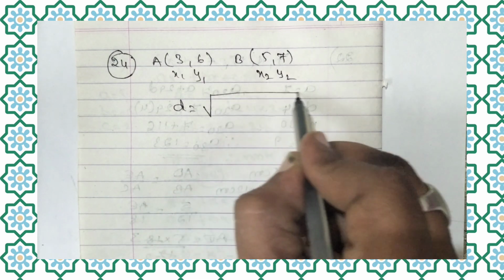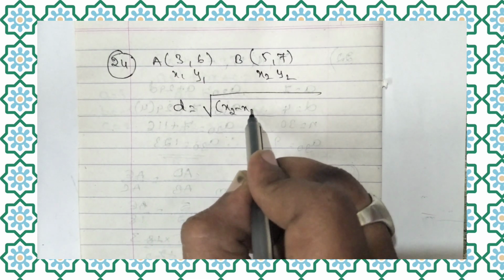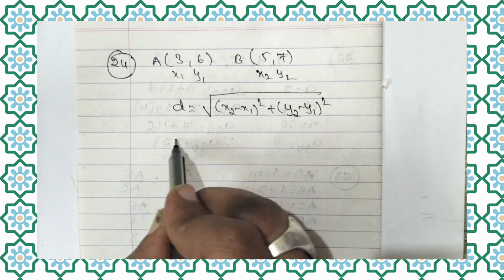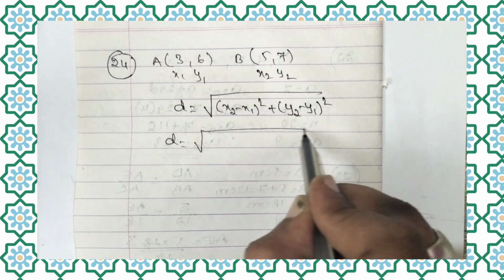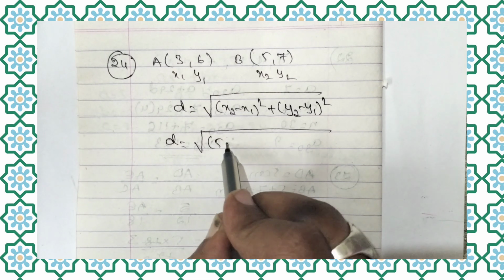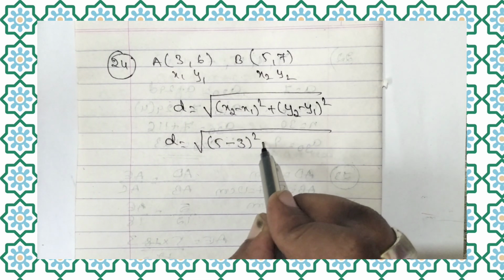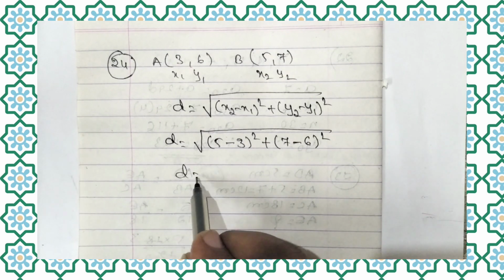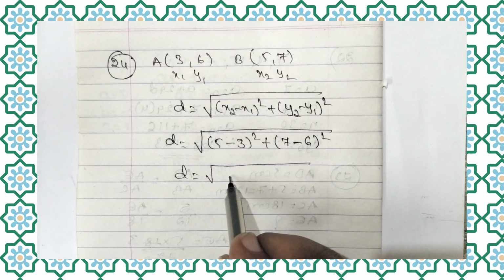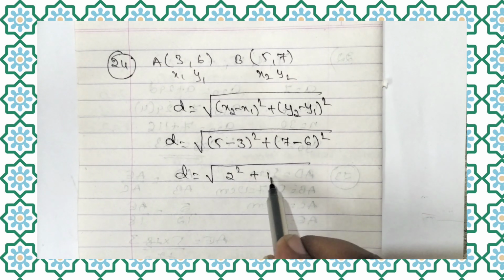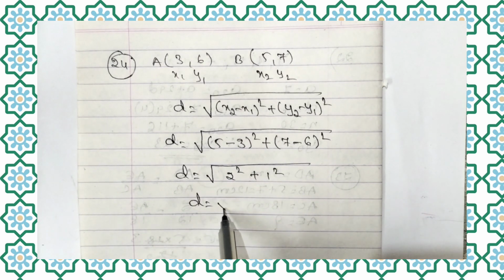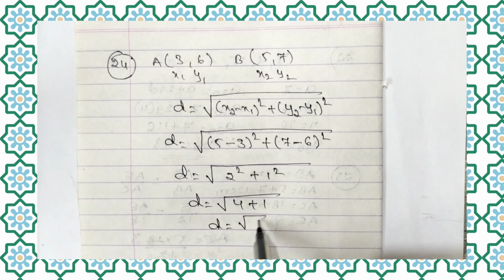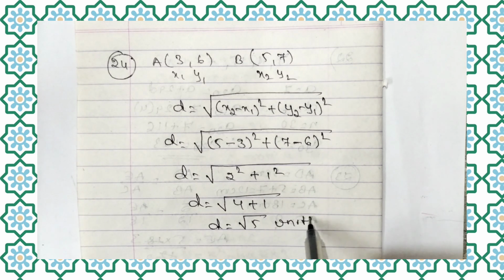So d is equal to square root of (x2 - x1)² + (y2 - y1)². So distance between 2 points is equal to x2 5 minus x1 3 whole square plus y2 7 minus y1 6 whole square. So d is equal to square root of 5 minus 3 is 2 square, 7 minus 6 is 1 square. So d is equal to square root of 2 square is 4, 1 square is 1. So d is equal to square root of 5 units.